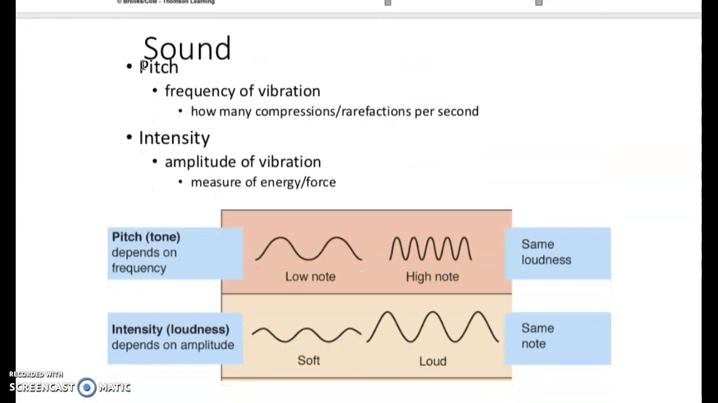So sound has the pitch and the intensity. So the pitch is determined based on the frequency of the vibration. So here in this chart you can see a low note has a low frequency versus a high note has a really quick frequency. And then intensity is just the amplitude of the wave. So a really soft tone is a pretty small wave versus a very loud tone is a very big wave. Okay, so amplitude.